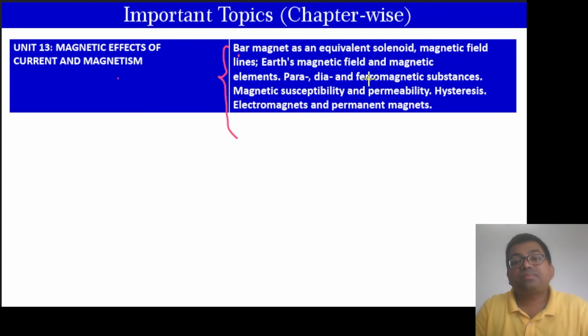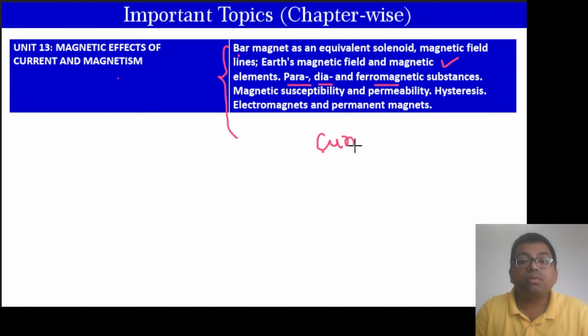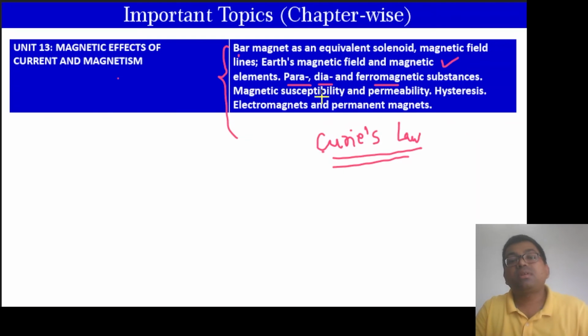Here Earth's magnetic field calculation, horizontal component calculation, then magnetic behavior, ferromagnetic. There are some theoretical concepts, and there is Curie's law. So questions based on Curie's law can come. Other things are theoretical points that you have to remember about paramagnetic, diamagnetic, ferromagnetic, how their susceptibility changes, magnetic susceptibility, permeability, how they are related.